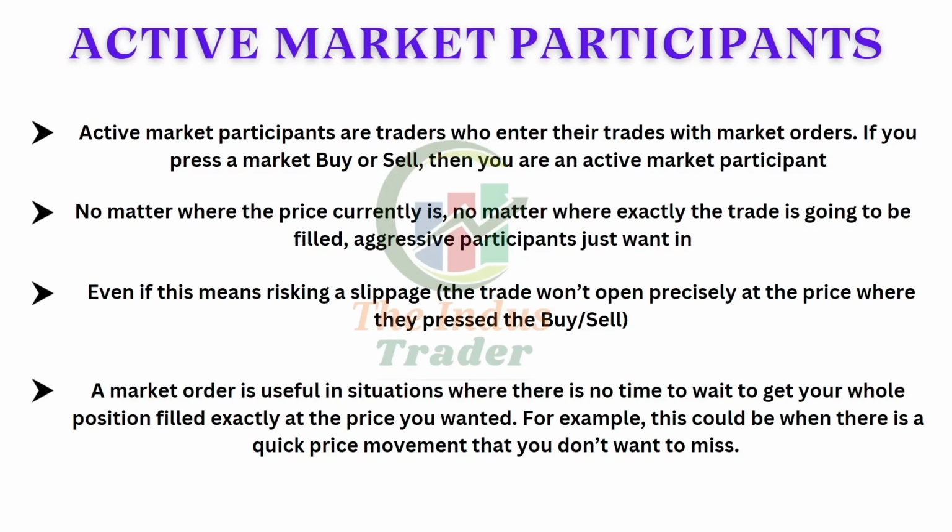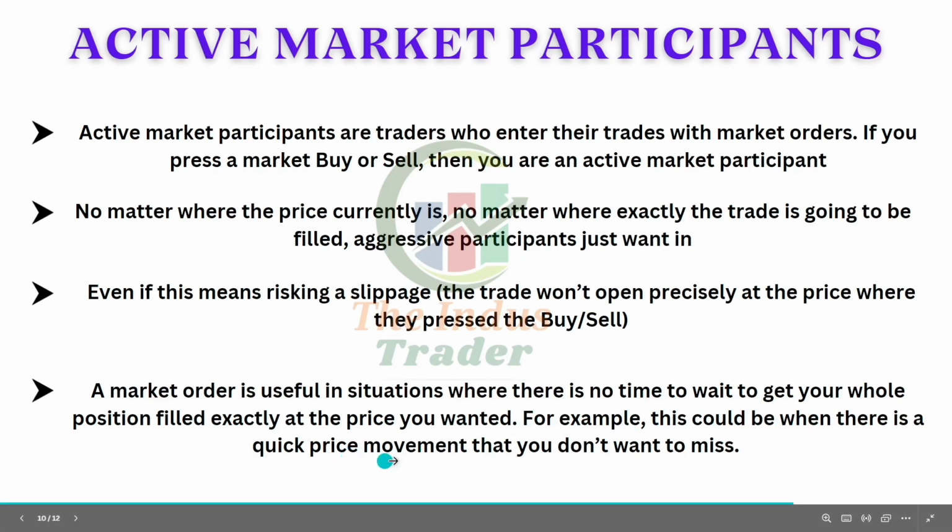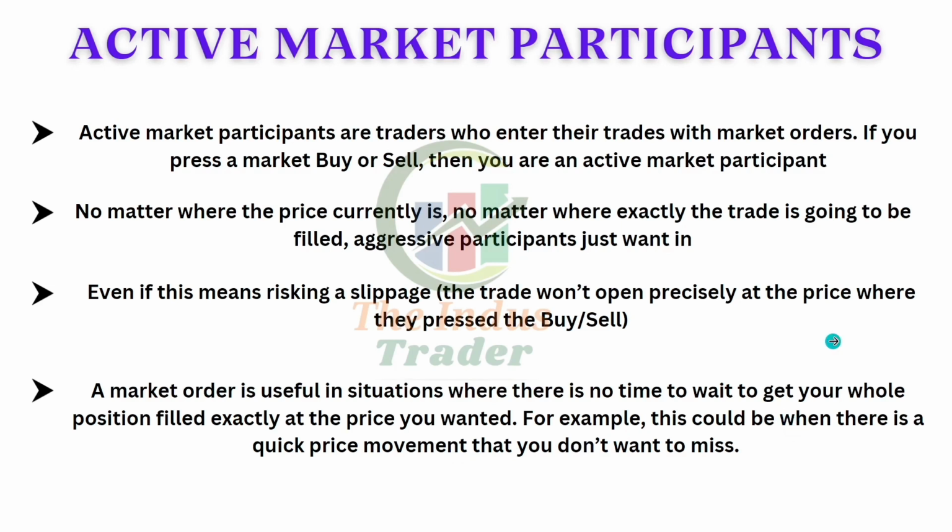Many retailers also come into this category, but smart money also uses this approach when they have very limited time, or when they want to accumulate more quantity in less time and they are expecting the move very fast. Then they will also participate as active market participants. So a market order is useful in situations where there is no time to wait to get your whole position filled exactly at the price you wanted. For example, this could be when there is a quick price movement that you don't want to miss. So hope you understood the active market participants as well.